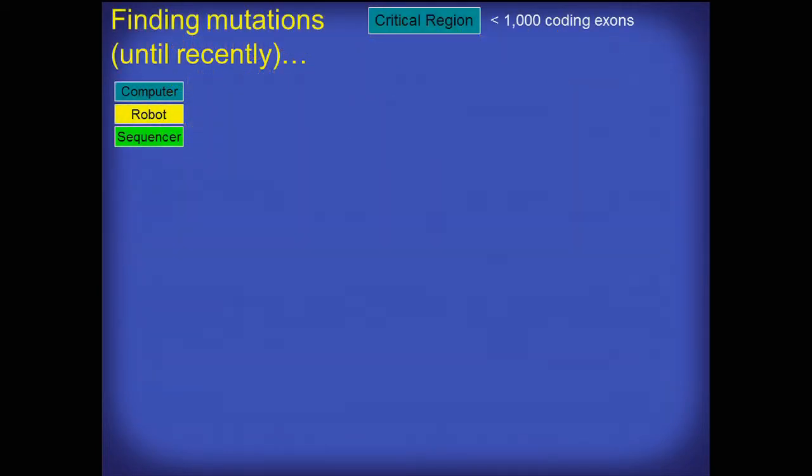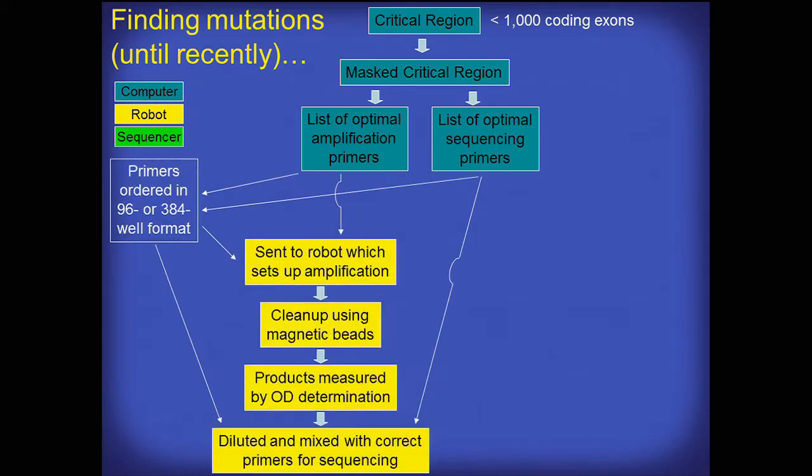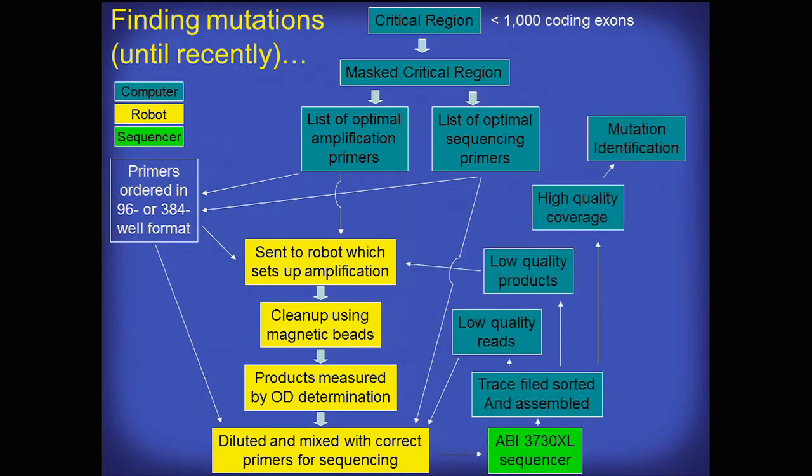What he did was to analyze the critical region with a computer. Once we got to a region that contained less than 1,000 coding exons, the region would be masked to hide common repeats. Primers able to amplify every coding exon would be constructed, and also a second list of primers for sequencing would be generated. And all of these would be ordered in 96-well format. A robot would perform the amplifications from wild type and mutant DNA. The products would be cleaned up, their optical densities measured, they'd be diluted, and the right primers would be added to the right amplification products, and you'd get another stack of plates that you'd put onto a sequencer. Then a computer would call the mutation, and either you'd find it or you wouldn't.